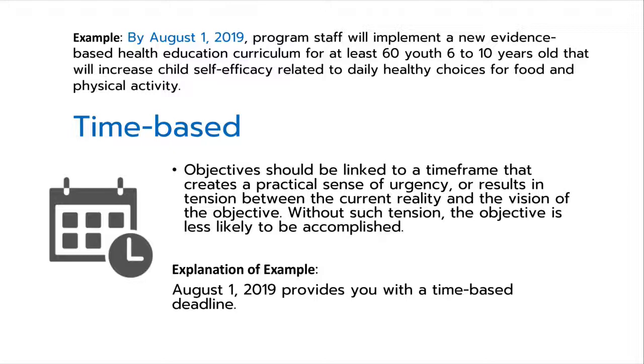So in this case, having our goal set for being achieved by August 1st of 2019 gives us a time frame to work within, so we understand what we need to do and how quickly we need to get on this so that we can make sure that this objective is reached.